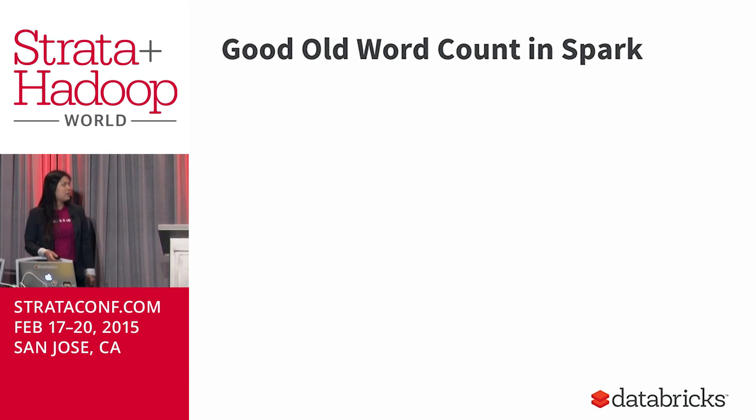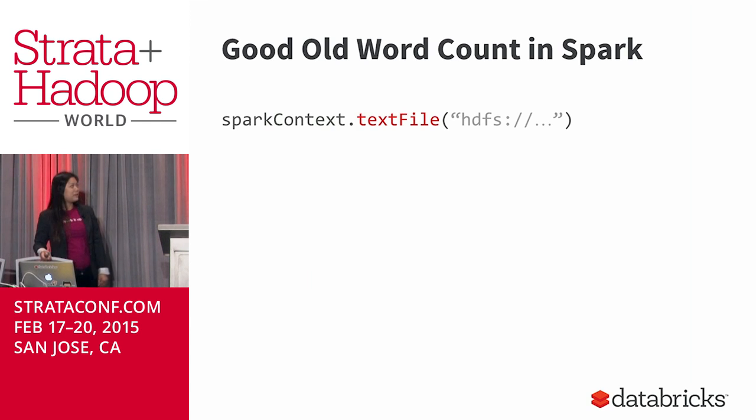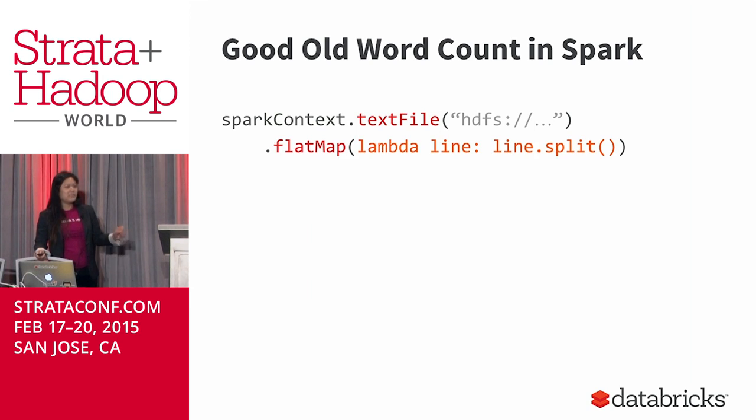Okay, so let's begin. We're going to go over really quickly, I know you've already seen this a million times, word count in Spark. So word count in Spark, you first get a Spark context, and you're going to run a text file command to read in text files and split them out into lines. The next bit, you're going to do a flat map, and you're going to take each line and split it into an array of words.